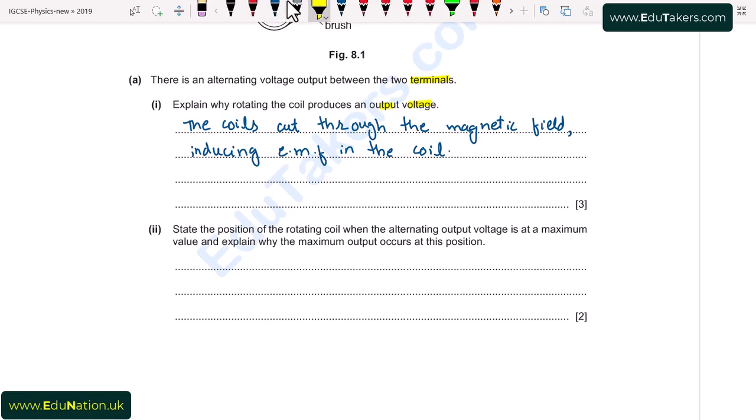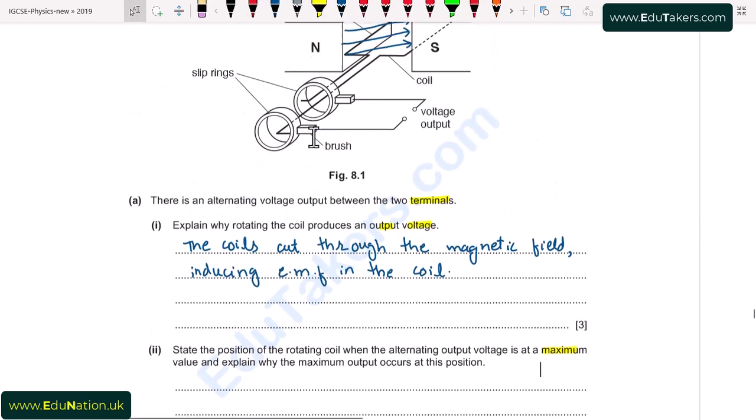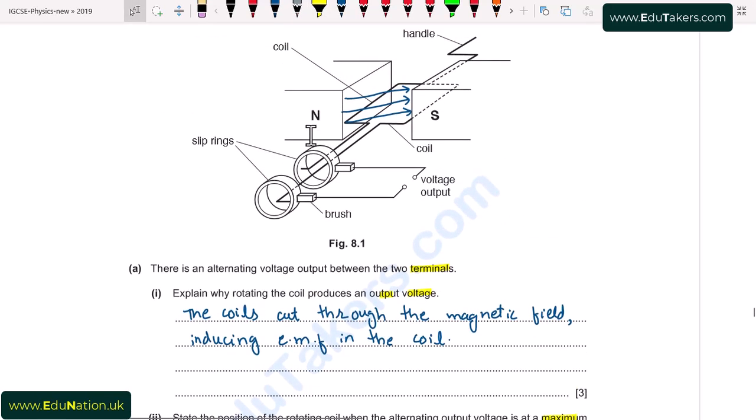Part 2. State the position of the rotating coil when the alternating output voltage is a maximum value and explain why the maximum output occurs at this position. So we have to explain the position when the output voltage is maximum. In the figure we can see that the coil is in horizontal position. There are basically two positions, when the coil is in horizontal position and when it is in vertical position. Now I will draw the horizontal position of the coil.